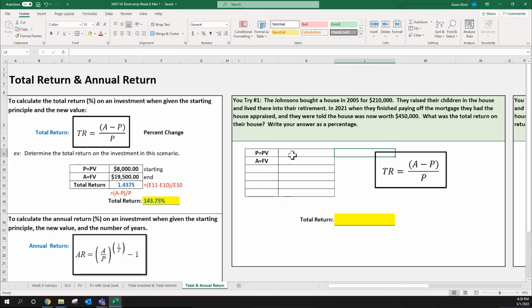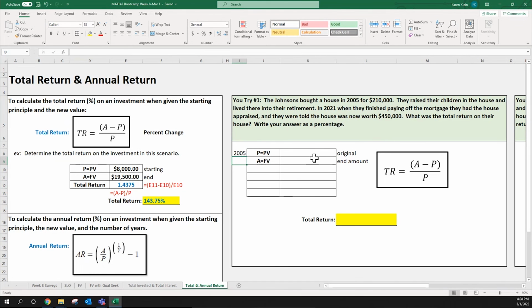Just note that the P is going to be the original, and then this is going to be the end amount, final amount. So in 2005, that's the year that they purchased their home, the original amount was $210,000. Now look, mine changes to a percent, and I don't want that.